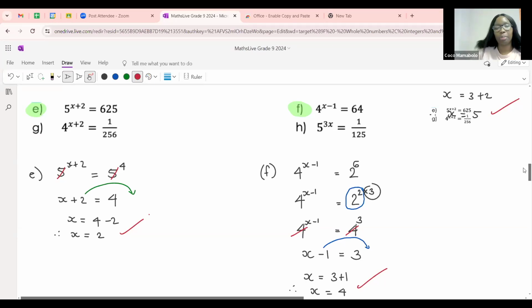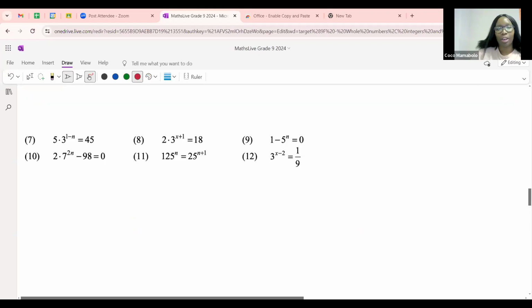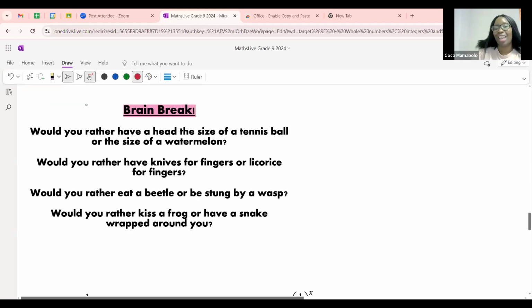All right. Shall we have a bit of a brain break? Let's do a little bit of a brain break. Yes? Okay. All right. So tell me in the chat. Would you rather have a head the size of a tennis ball or the size of a watermelon? You have to pick one. Which one would you rather be? Tebogo says tennis ball.